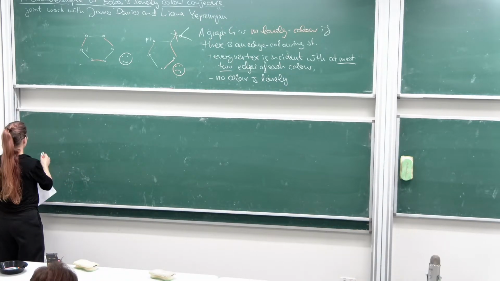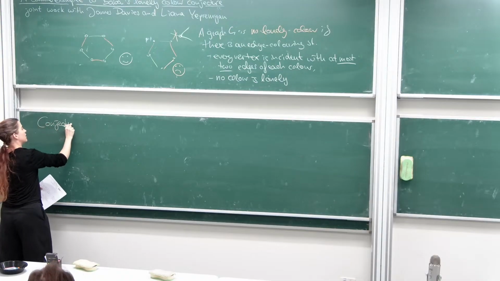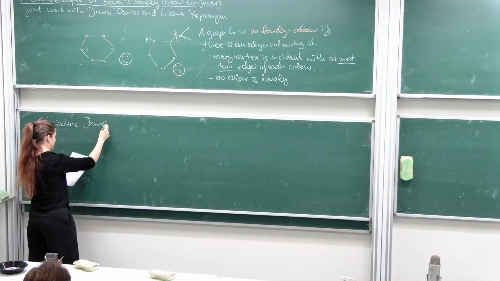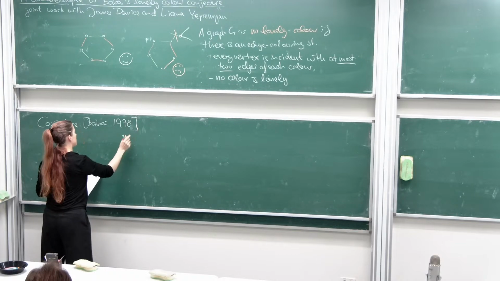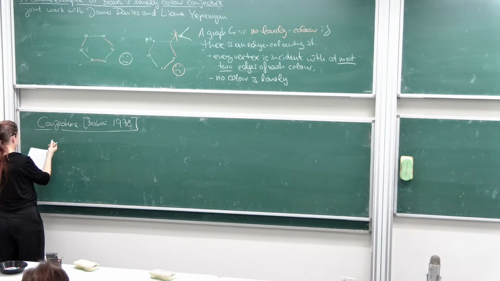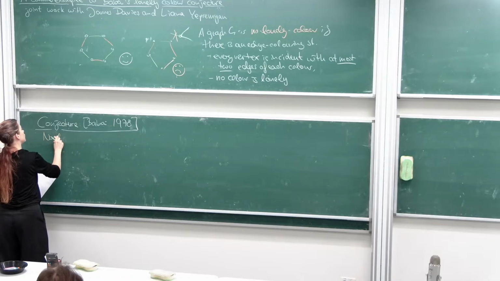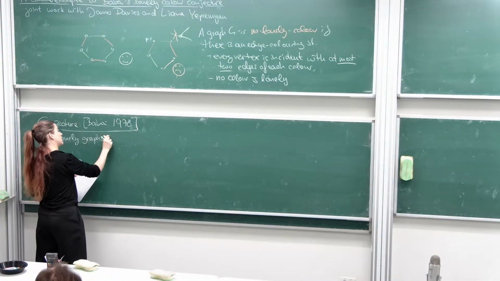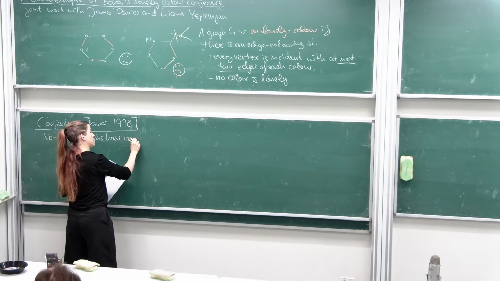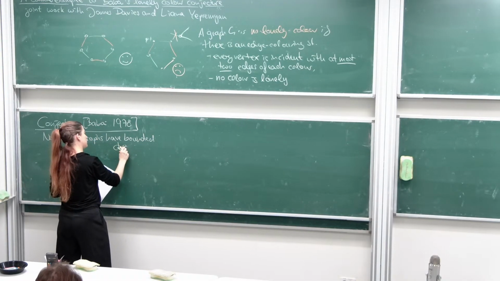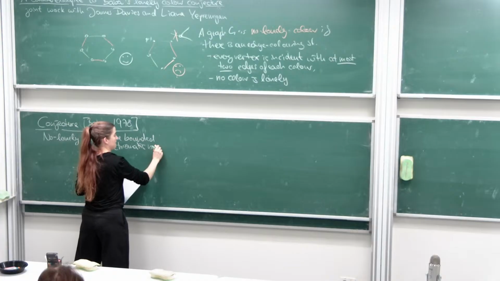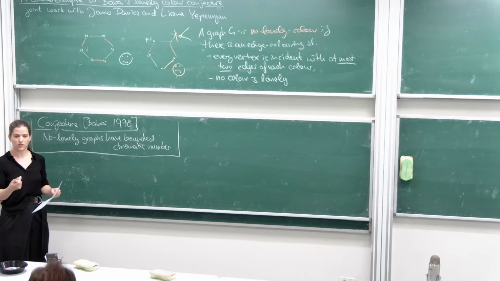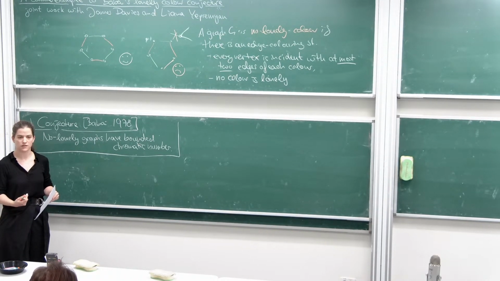So the conjecture that the title is about was made by Babai in 1978 and says: no lonely color graphs have bounded chromatic number. So chromatic number here is proper vertex coloring, and how many colors do I need for this?